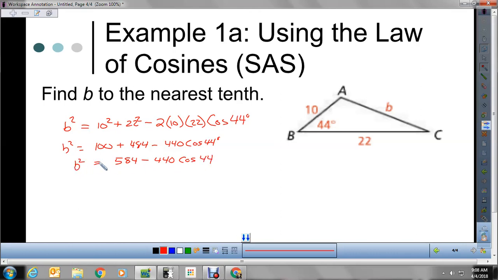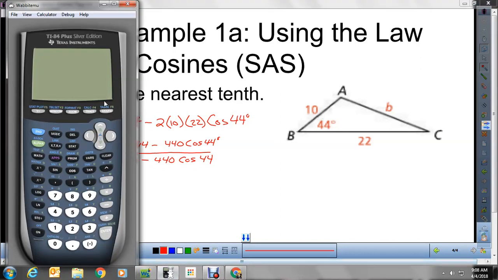equal to B squared. So what we're going to do is we're going to calculate this, and because we're looking for B, not B squared, you're going to have to take the square root of this answer. So B will be the square root of this answer here. So let's take our calculator.